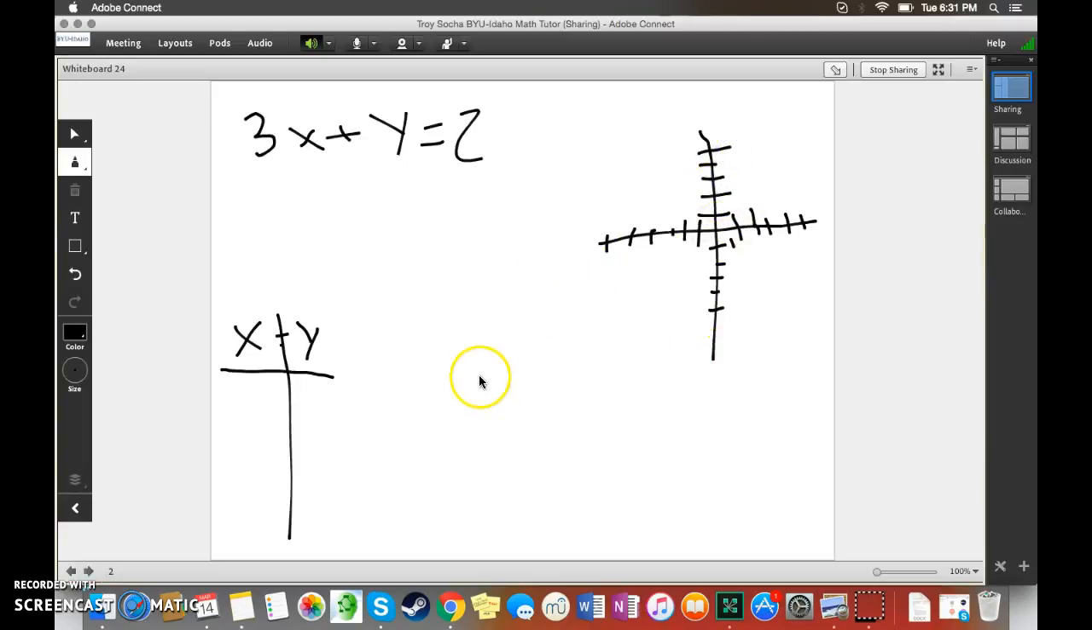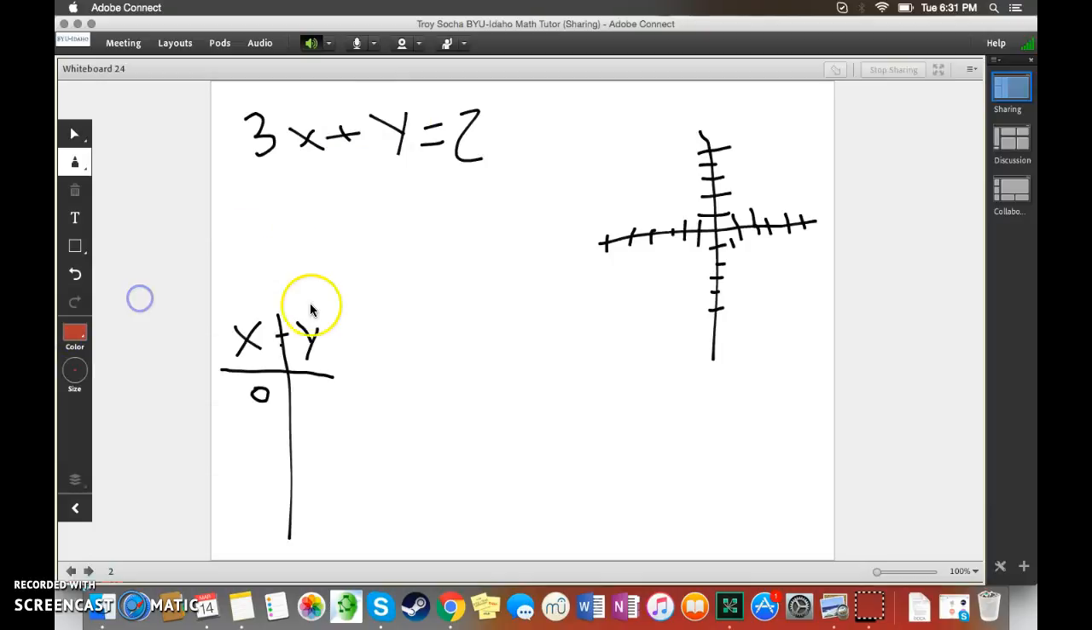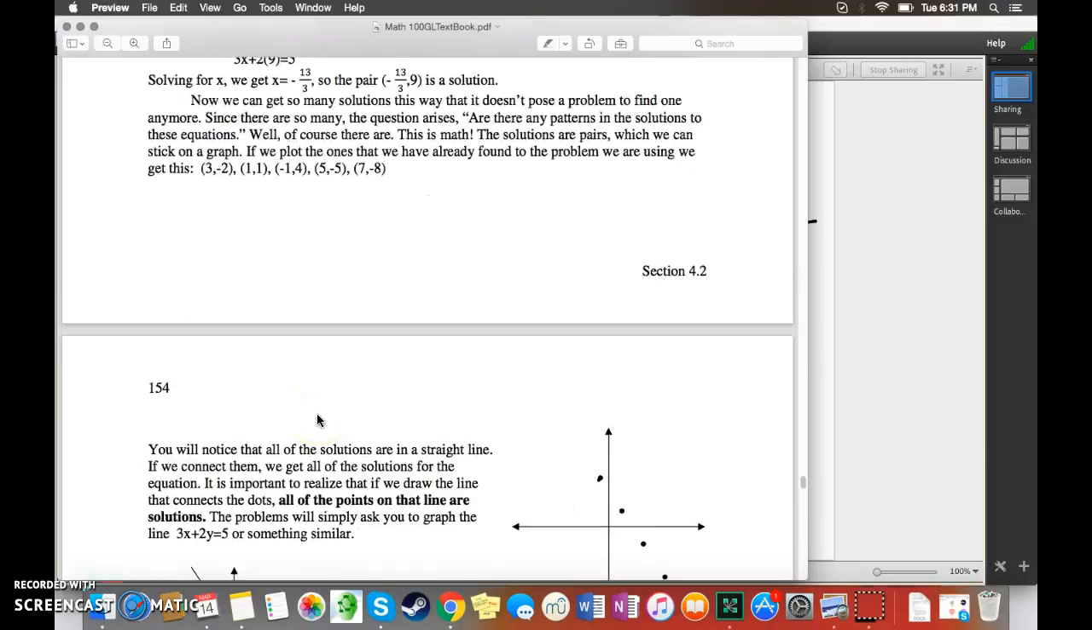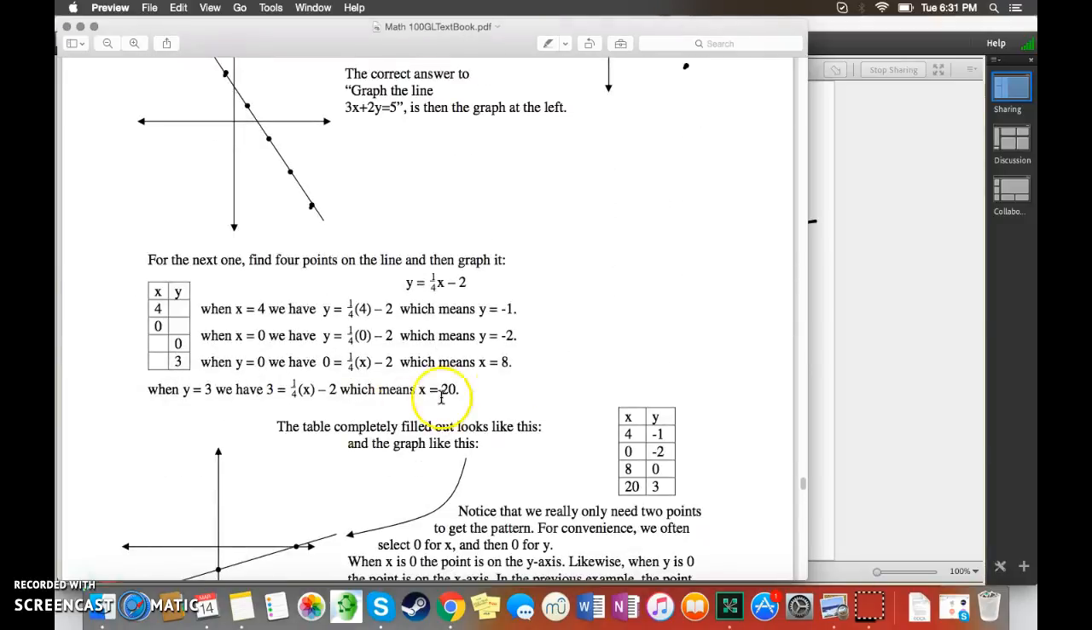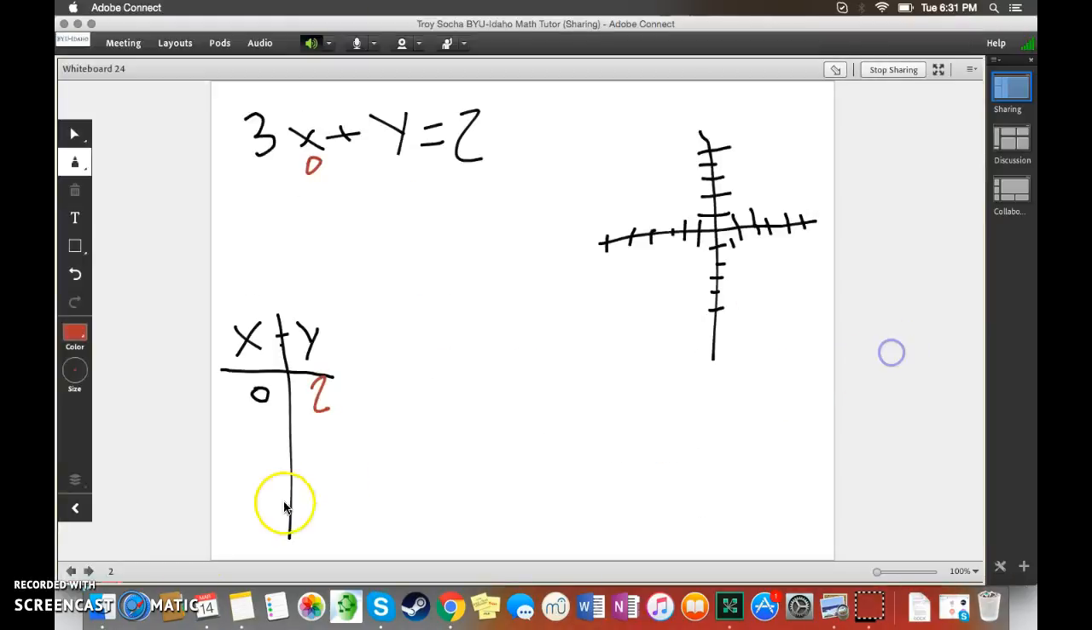So first we're going to look at this. What happens when x is 0? So x is 0. This is the first point I always go for, when x is 0, because it's easy. You just plug a 0 in there, and you get whatever's left. So y equals 2. This is called a table. We're going to create a table of values. You'll see that in your lesson right here. We're creating a table of values to help us pinpoint a line.